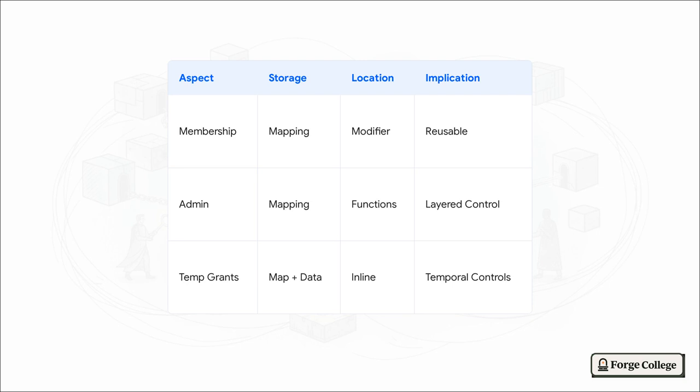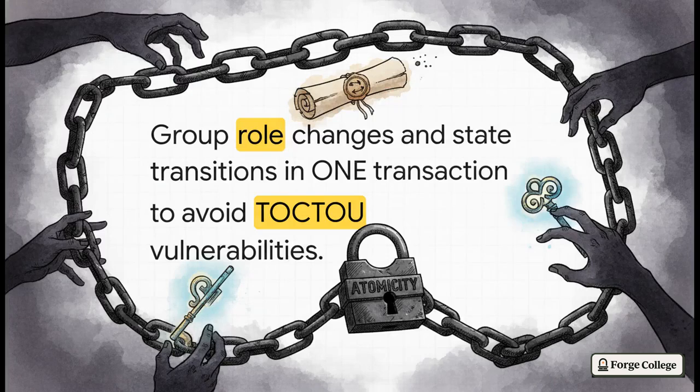But for temporary or conditional grants, like say a key that expires in 24 hours, you actually don't use a modifier. Instead, you place that check inline using a require statement right next to the state mutation it protects. So the crucial point here is atomicity.